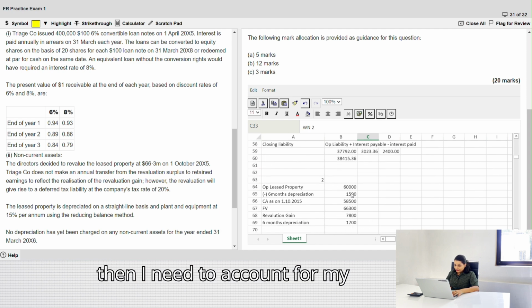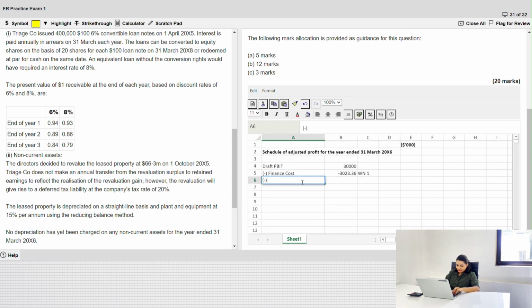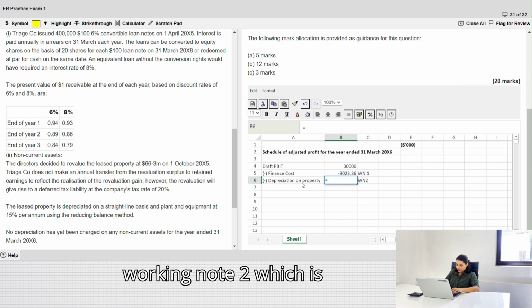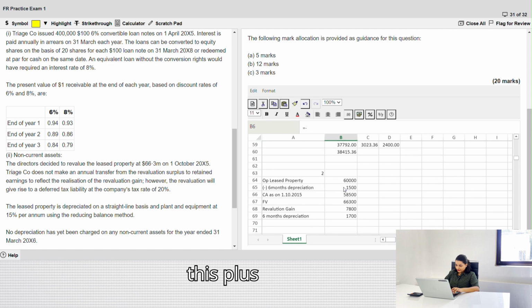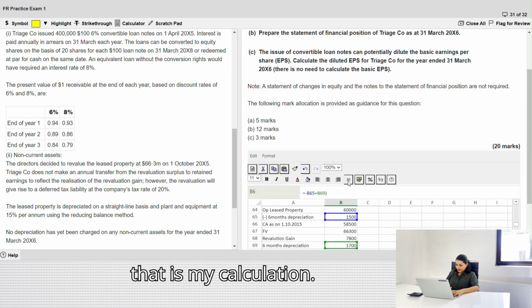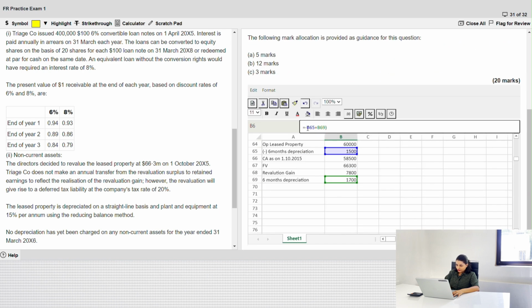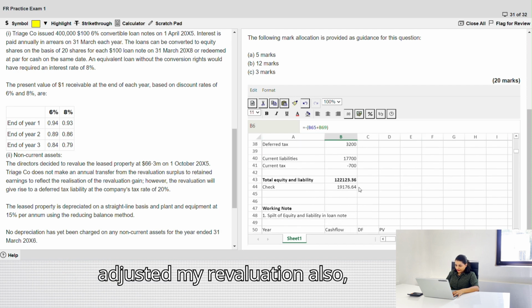Then I need to account for my depreciation. So, under my adjustment I will say depreciation on property, working note 2, which is equal to this plus this, okay. So, that is my calculation. So, depreciation I have adjusted, I have adjusted my revaluation also.